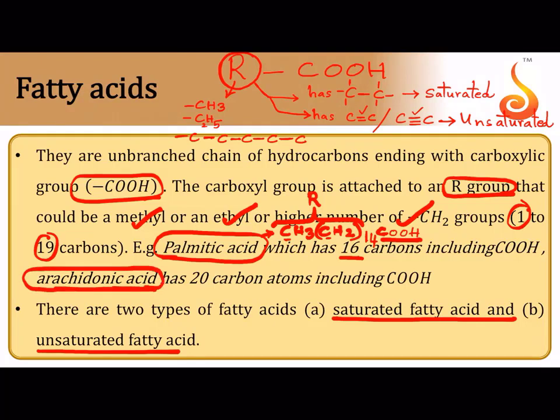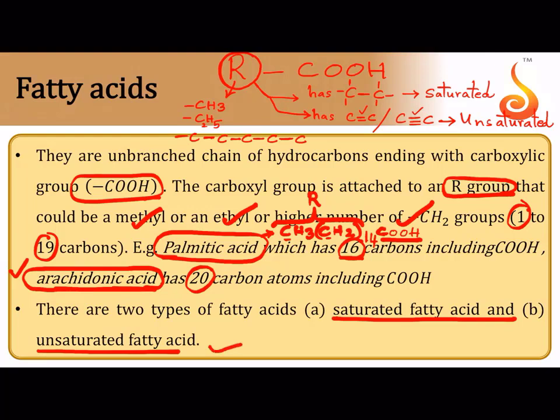Palmitic acid is saturated because the R group has carbon to carbon single bonds. Arachidonic acid is unsaturated because the R group has at least one carbon to carbon double bond. In arachidonic acid there are totally 20 carbon atoms. In palmitic acid, like I gave you the formula, it is CH3, CH2 14 times, COOH. So it is an example for saturated.